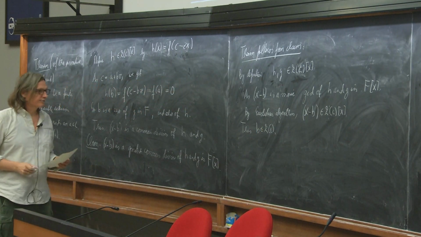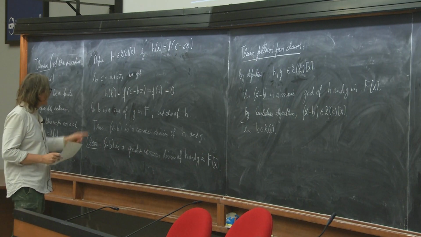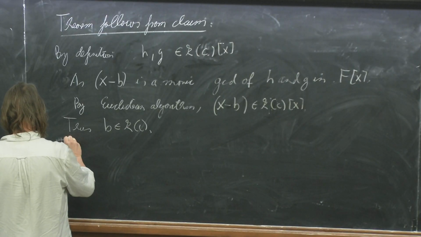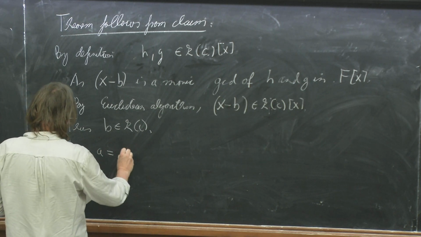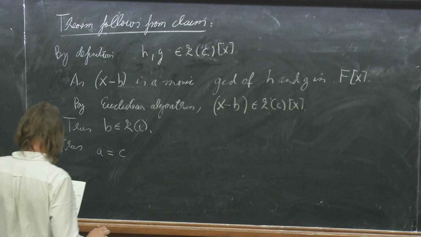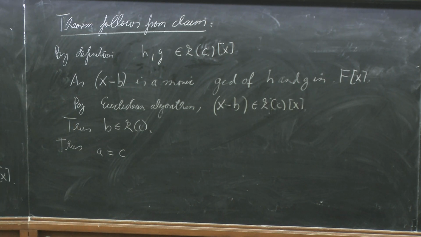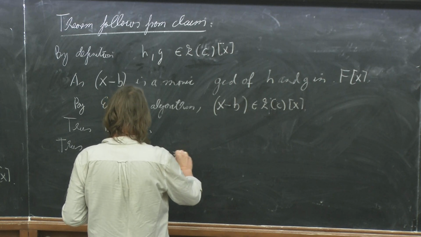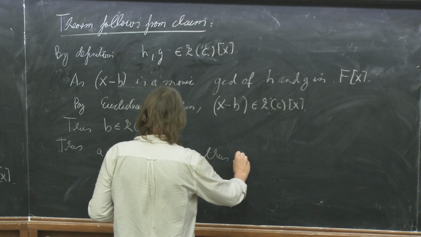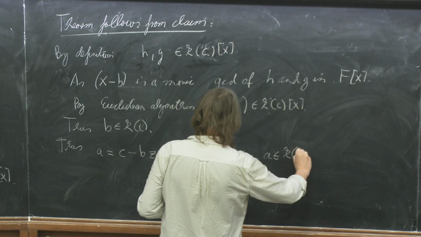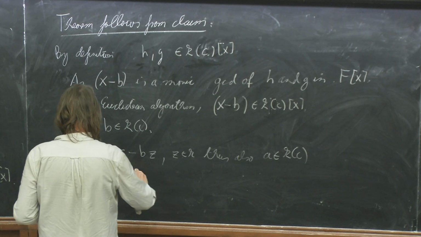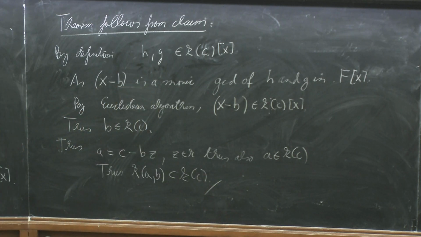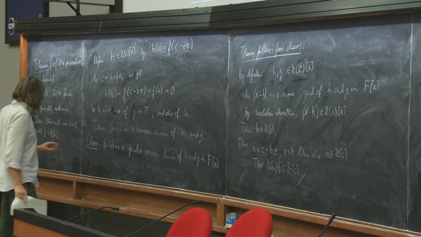And now we are done because by our equation we have that A is equal to C minus B times Z, and so thus also A is in Kc, so thus contained in Kc, and we are done. Okay, so now the only thing we have to do is to prove this claim.